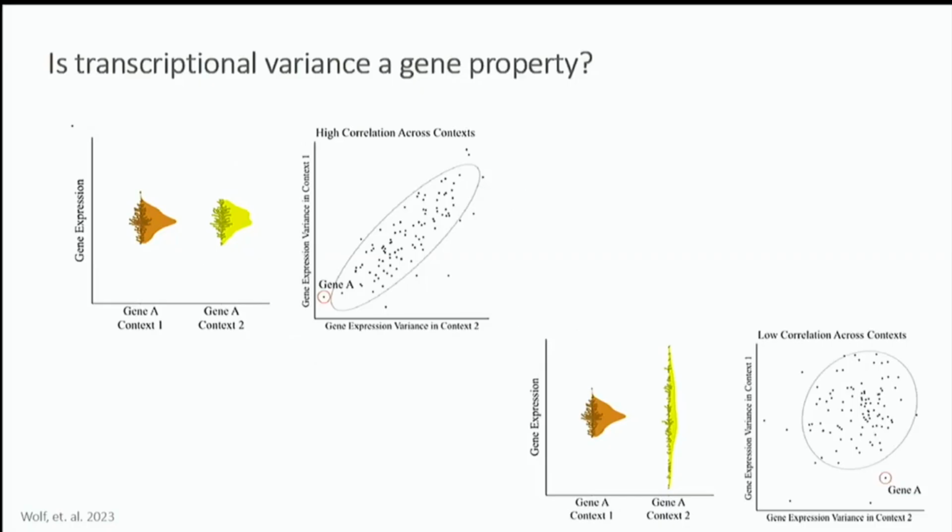If, on the contrary, this is actual noise, and it's something technically induced, for example, I would expect that the variance of gene A in one context doesn't correlate with variance in the second context, and the overall transcriptome correlation will be a no correlation pattern, right? You could be high or low, low and high, and there's nothing that keeps you together.